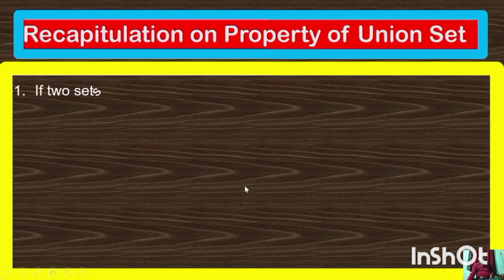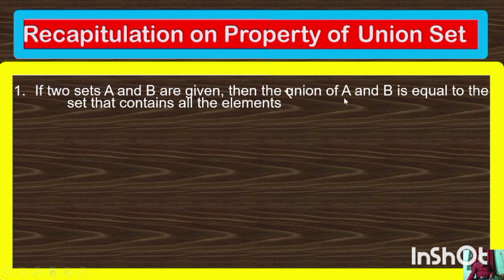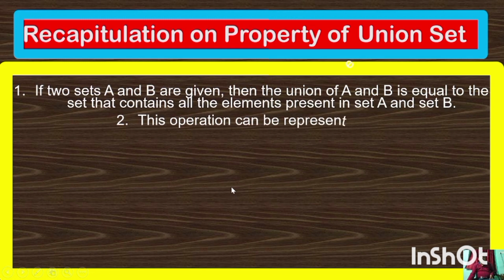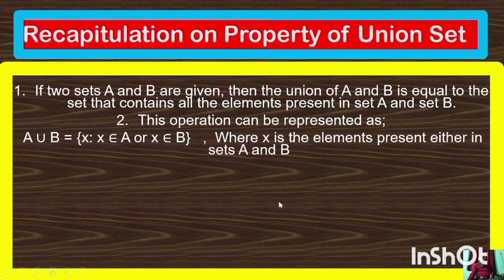So let's recapitulate the properties of union set. These are the important points of the union set. If two sets A and B are given, then the union of A and B is the set that contains all elements present in A and in B. Second property, already discussed: this operation can be represented as A union B equals the set of X such that X belongs to A or X belongs to B, where X is present either in the set A or B or both the sets A and B.